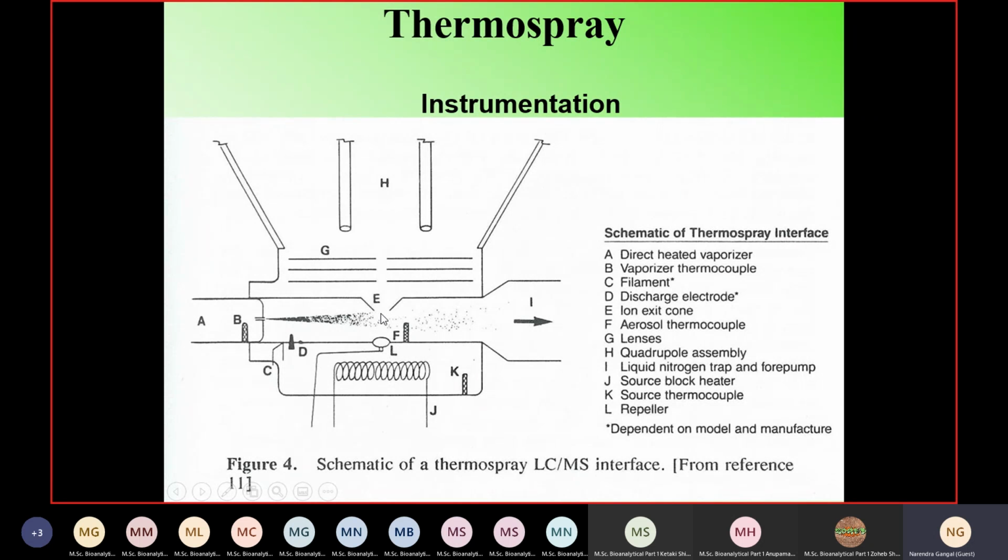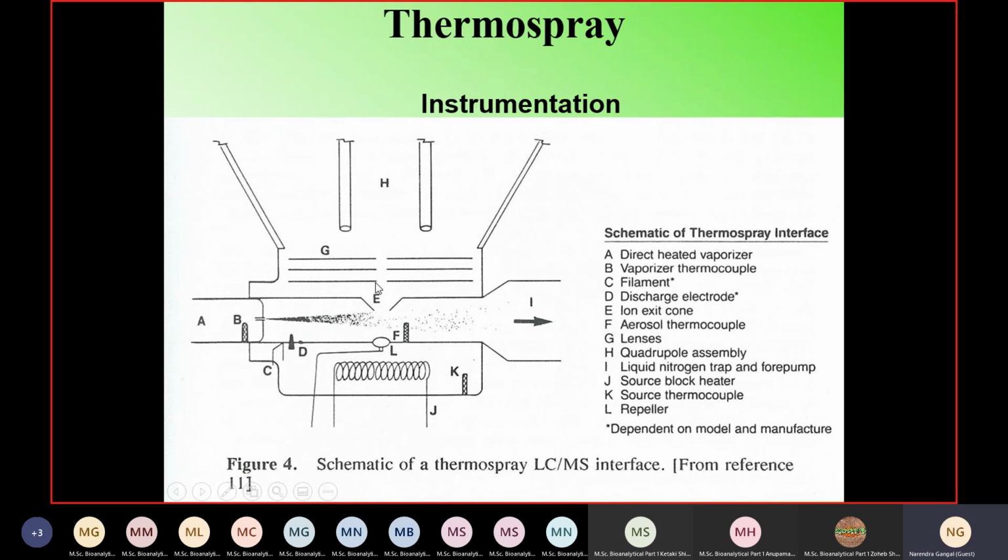So once the desolvation occurs, then the charged species of my solute are formed here. Now here you can see there is an ion exit cone. This ion exit cone is a portion of the door which is only allowing my ions to go to the mass spectrometer portion. Now here, first, I am having lenses. These are all the lenses. Lenses means they will only allow the ions of the right type to pass through. Once these ions are there, they will get attracted to these lenses only if it is the opposite charge. So these ions are all positive in nature.